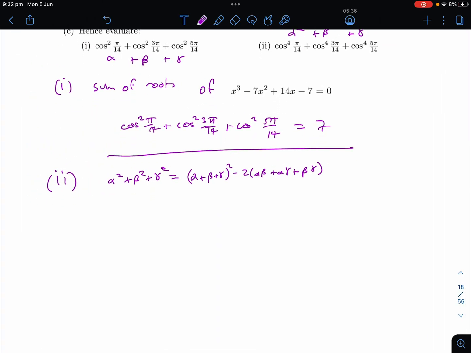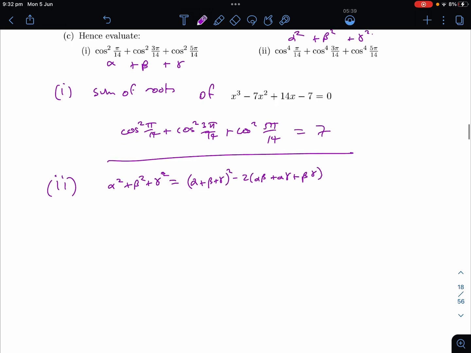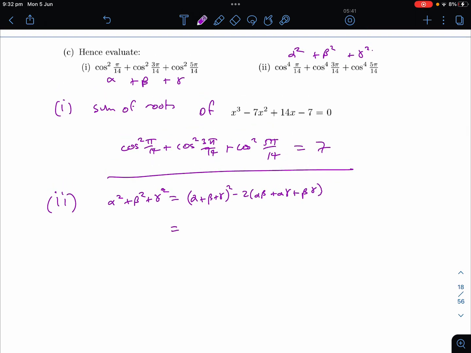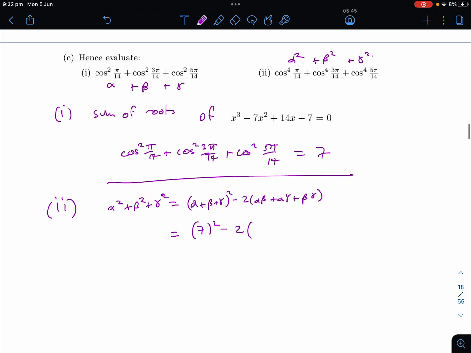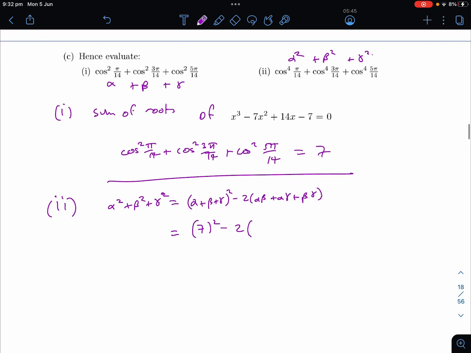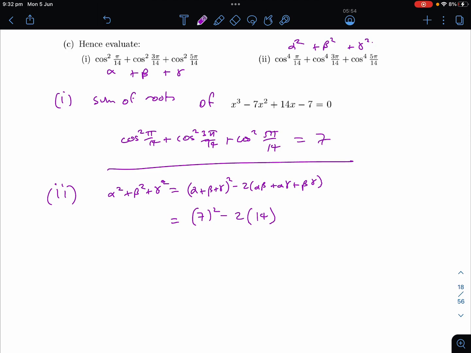So how do we get that? This here is, in this case, 7 squared minus 2 lots of the product of roots 2 at a time, which is going to be 14. So the cos to the 4th pi on 14 plus cos to the 4th 3 pi on 14 plus cos to the power of 4 of 5 pi on 14 equals 49 minus 28 equals 21.